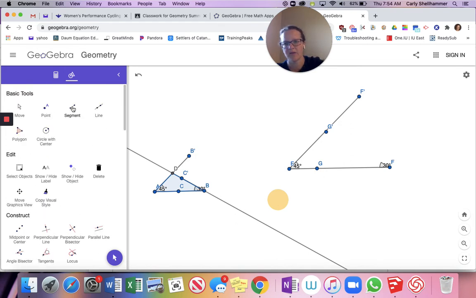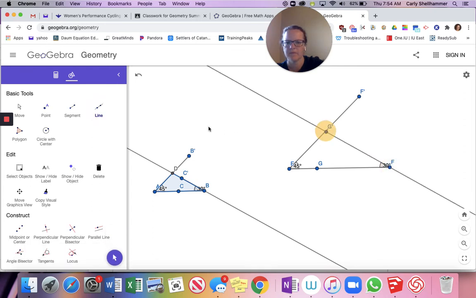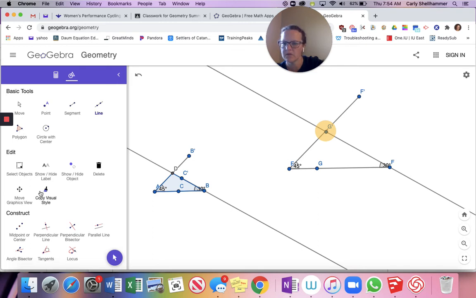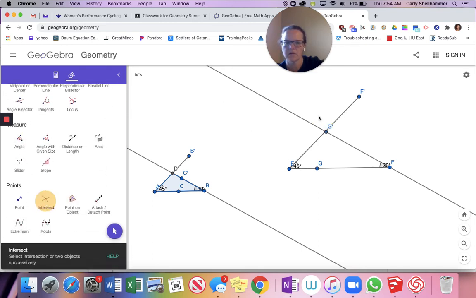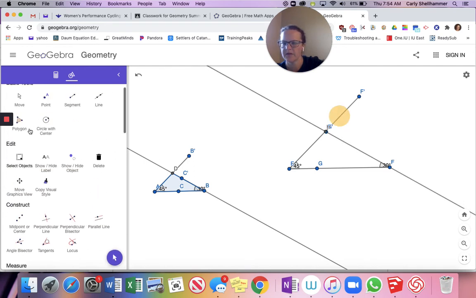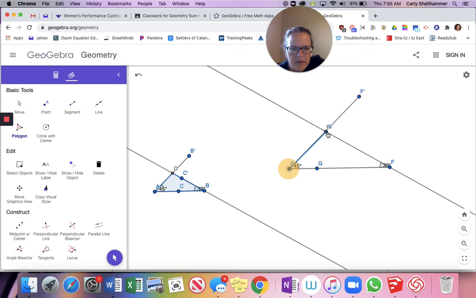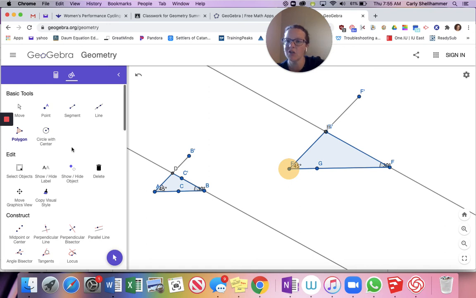Okay, and I'm going to draw a line through because I know G is not on that segment. I said line. And then I'm going to intersect those two. Cool. And draw a triangle over it. Make sure I get the right point. They're too close. Cool. All right, do those triangles look similar?